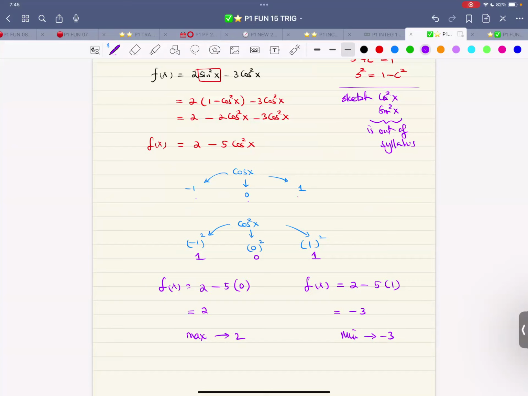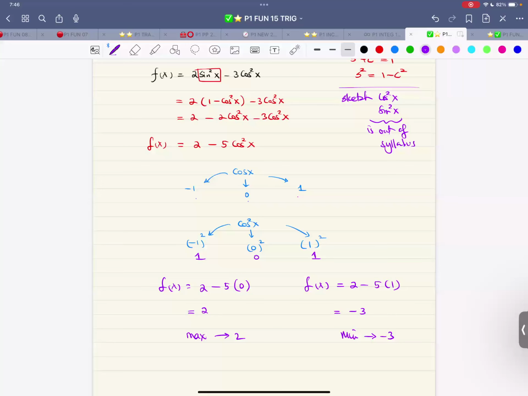So let me know if this is all good, and I'll do it in some other ways also. So therefore, this cosine square question, it's about range. So that is how we do this: cosine square question and its range.